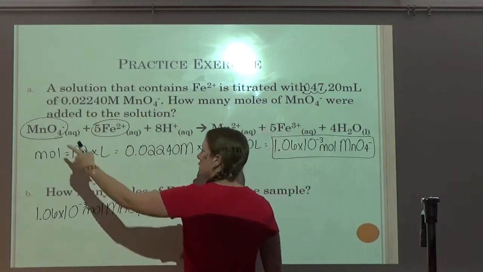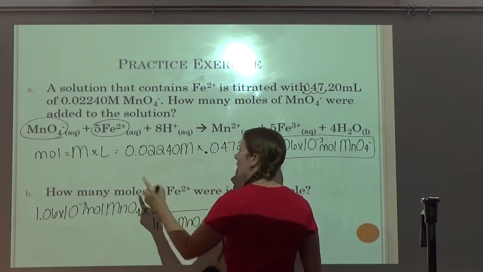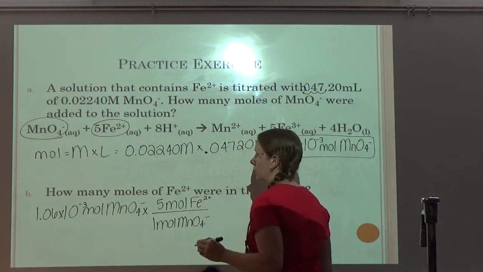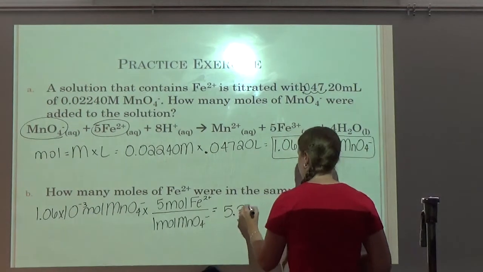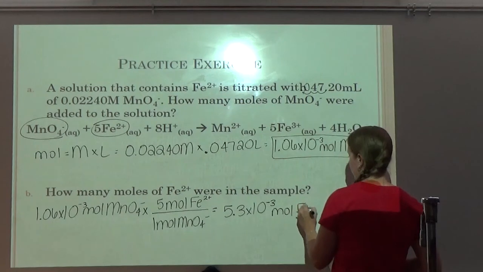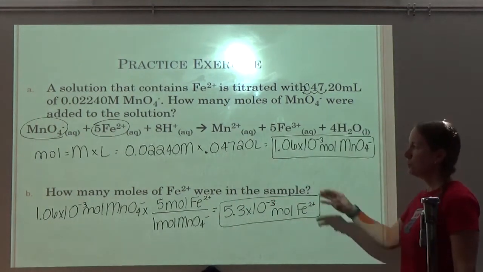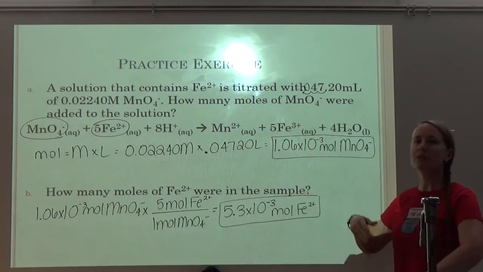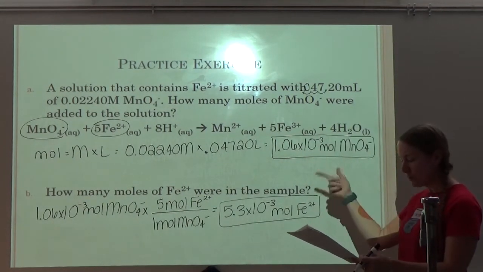And then I just use my mole ratio. 1 mole of permanganate is 5 moles of iron. Okay, so I just take my answer and multiply it by 5. So 5.3 times 10 to the negative 3 moles of iron. And that's all you have to do, okay? We're just combining molarity with mole ratio, stoichiometry, titrations, whatever. They're all the same.